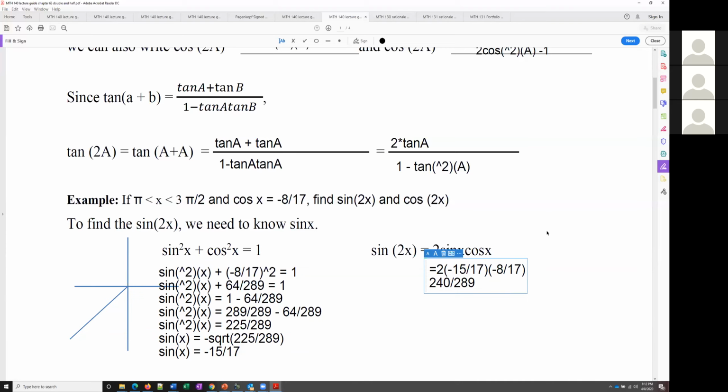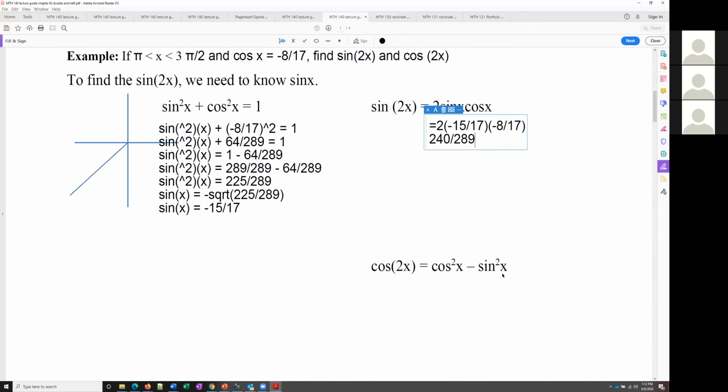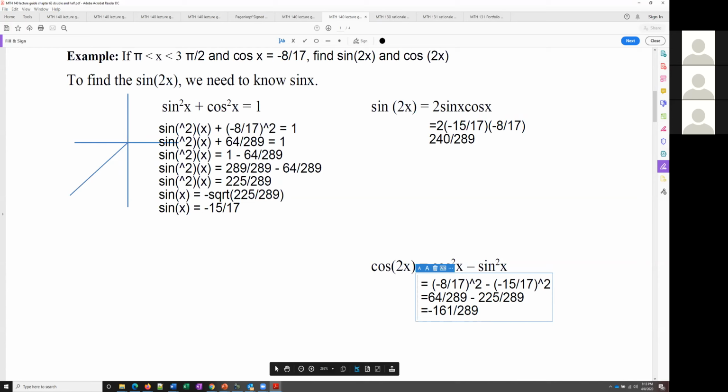Okay. So now we figured out the sine of 2x. We also want to find the cosine of 2x. We've got different formulas to choose from. Let's see what happens if we use the first formula where we use cosine squared minus sine squared. So we're going to take that negative 8/17, that's the cosine, and square it. And then subtract the sine. What was the sine again? That was negative 15/17, and we need to square that number. So we have 64/289 minus 225/289, and that makes a negative 161/289. Does that look all right?